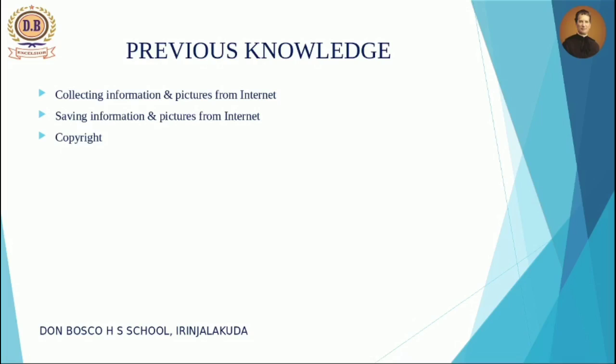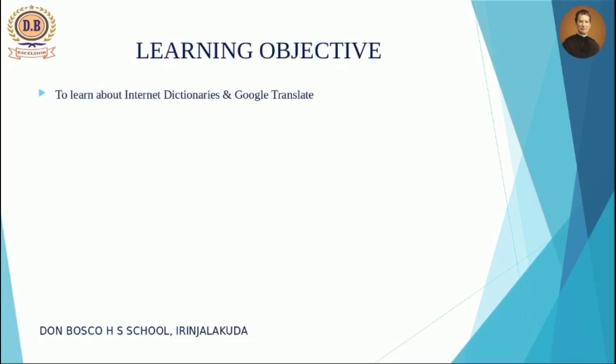So these are the topics that we have discussed in our last class. That is how to collect information and pictures from internet, how to save the information and pictures from internet, and about copyright issues. The learning objective for today's class is to learn about the internet dictionaries and Google Translate.